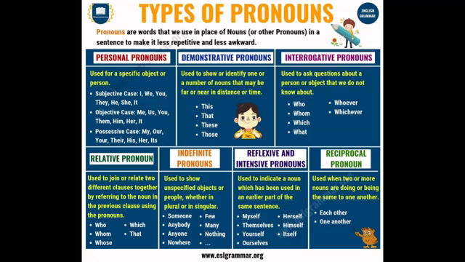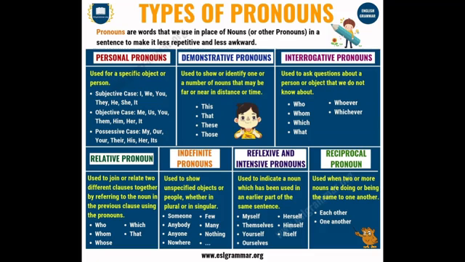Then the indefinite pronoun. It is used to show unspecified objects or people, whether plural or singular. For example, someone, anybody, anyone, nowhere, few, many, nothing. Then reflexive and intensive pronouns. This type of pronoun is used to indicate a noun which has been used in an earlier part of the same sentence. For example, myself, themselves, herself, himself, etc.